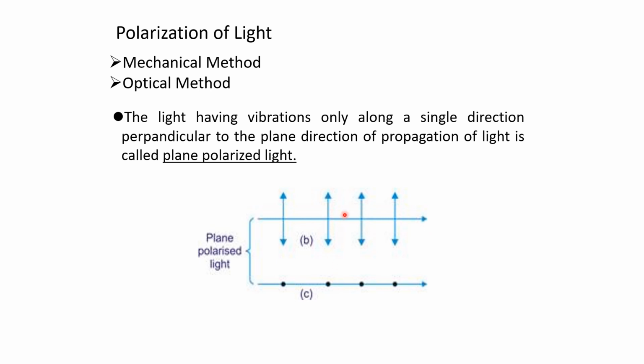So these are the two examples of plane polarized light. In figure B, how are the vibrations of the electric field vector? They are in the plane of the screen. This is the direction. Figure C also shows plane polarized light. But how are the vibrations of the electric field vector in this second figure? See, the electric field vector has vibrations perpendicular to the plane of the screen. So both these figures B and C show plane polarized light.